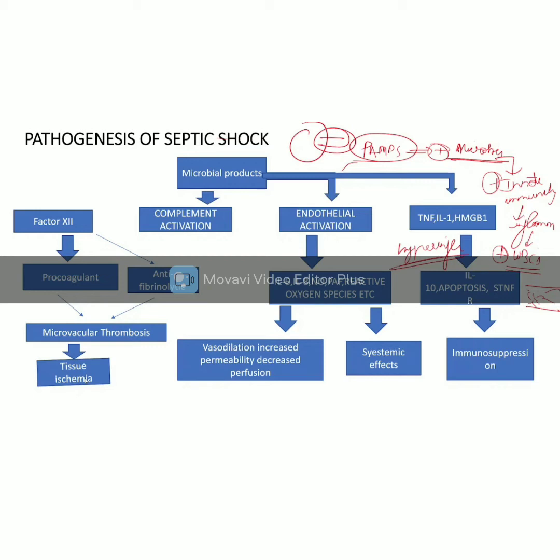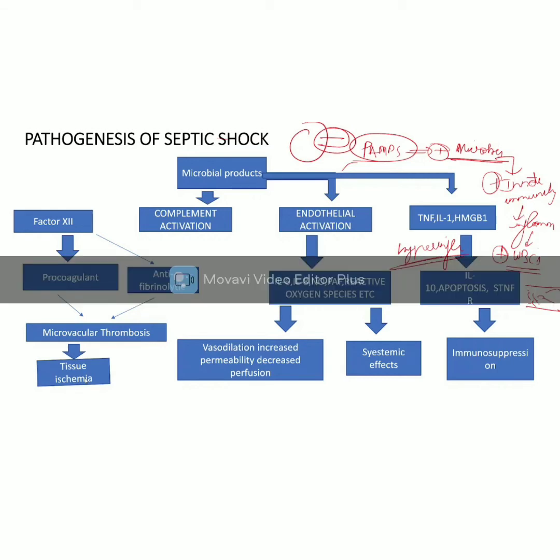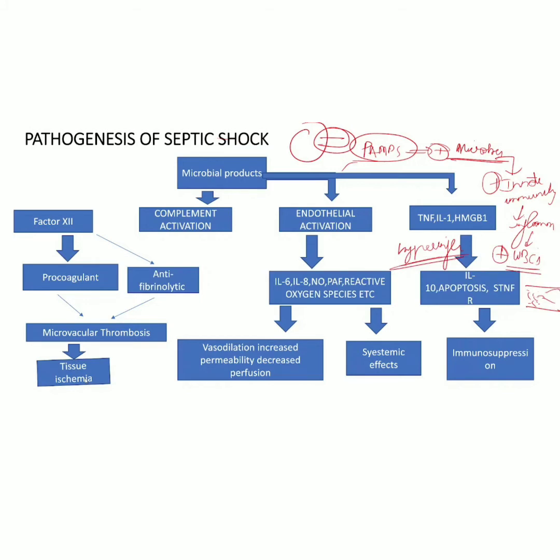What is chemotaxis? Chemotaxis, in the sense, is the removal of the bacteria. Phagocytosis, chemotaxis, all these things happen. So these inflammatory mediators are certain substances that help in further removal of this bacteria from the body. That is what is happening.